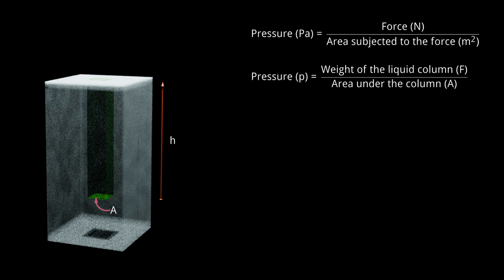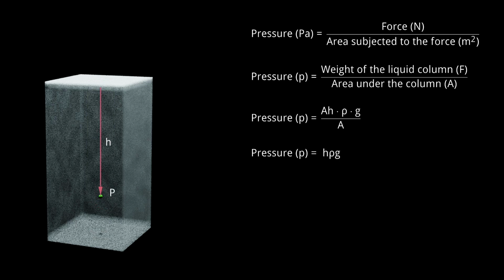The weight of the liquid column is determined by its volume, which is the cross-sectional area A, multiplied by the height h. This volume is then multiplied by the density ρ and gravitational acceleration g to give the weight. This represents the force exerted on the area A. To find the pressure, defined as force per unit area, we divide this force by the same area A. This leads to the expression for pressure at a depth h in the liquid.